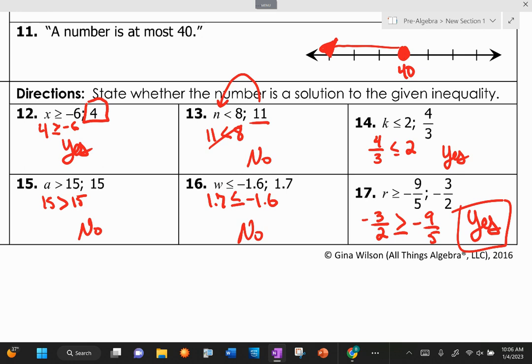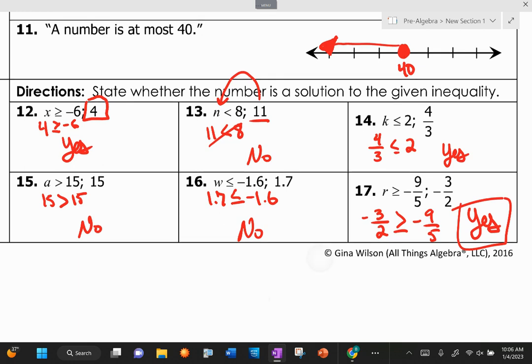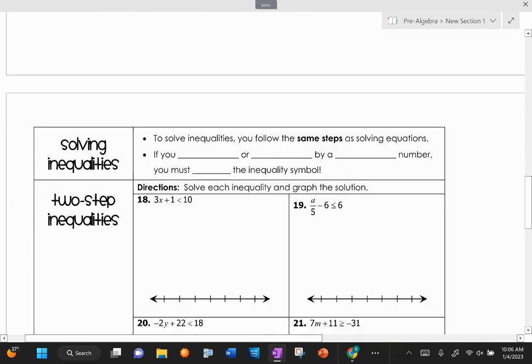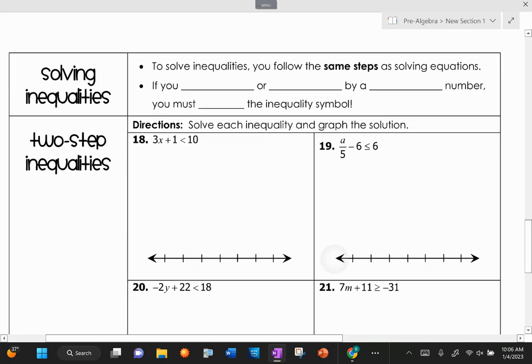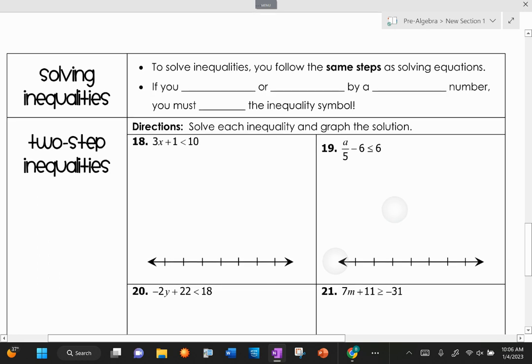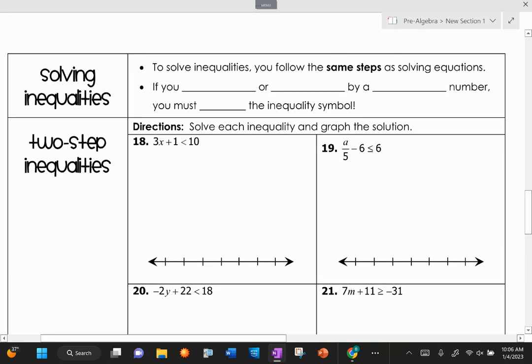Any questions on this front page before we move on? Cool beans. Let's keep going. Okay. So now we are going to work through solving these inequalities. Focus, please. We're going to work on solving these inequalities now.